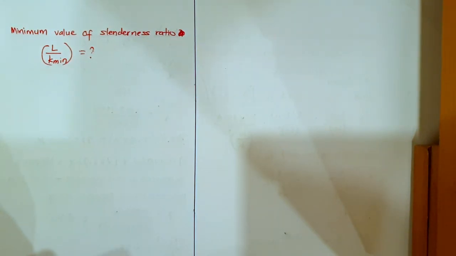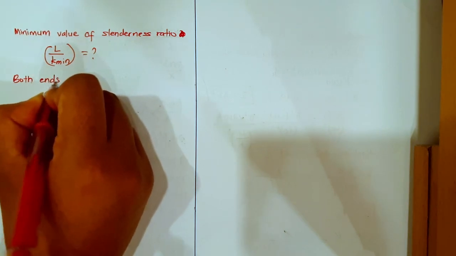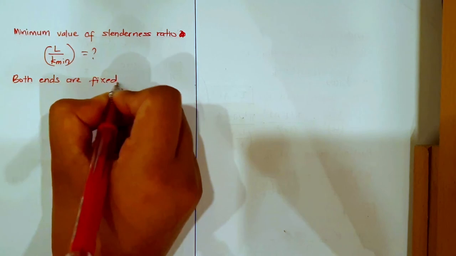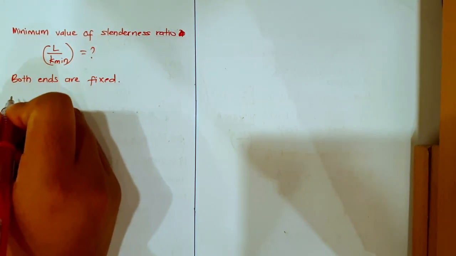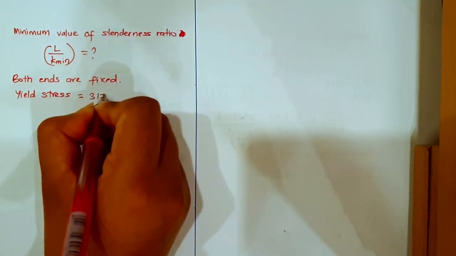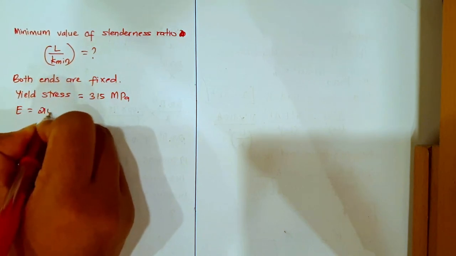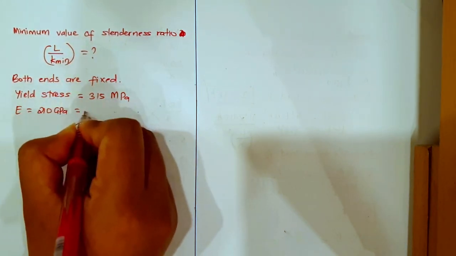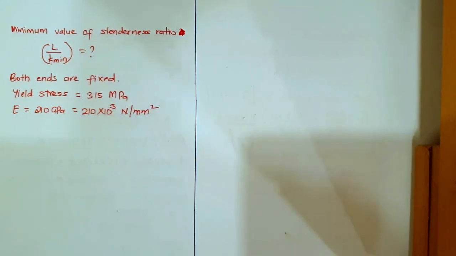And we need to find it for a mild steel strut. For this mild steel strut, the end condition is that both ends are fixed. This is the condition given. And the yield stress of this steel is given equal to 315 MPa. And E is given equal to 210 GPa, which will be equal to 210 into 10 raised to power 3 Newton per mm square, right?